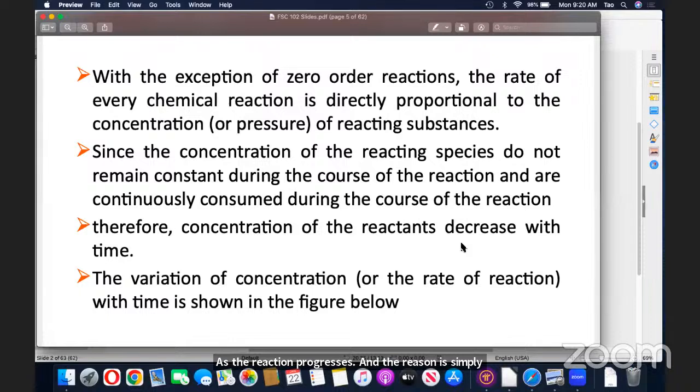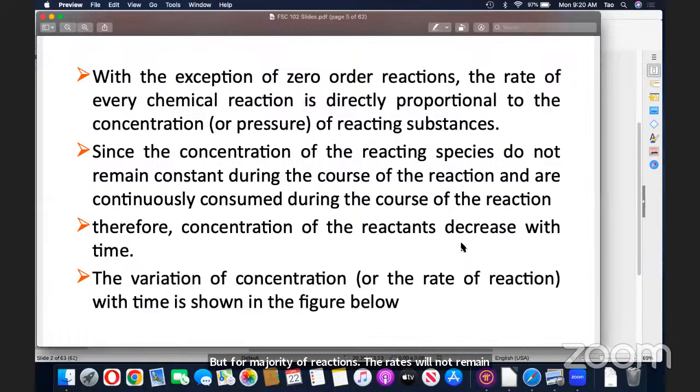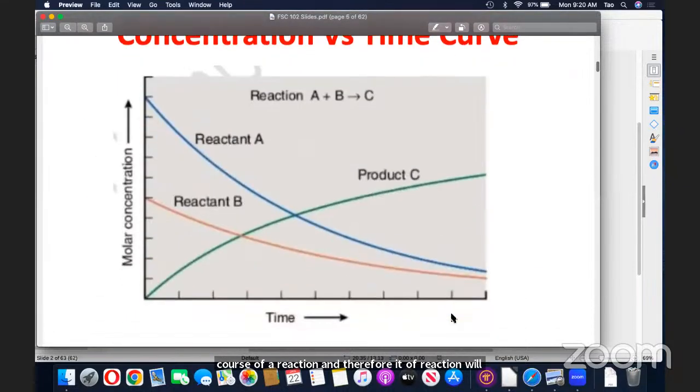It's not for all reactions. There's a reaction called zero order reaction. We'll get to that. But for the majority of reactions, the rate will not remain constant throughout the reaction because the concentration is changing. Concentration of reactant decreases with time in the course of a reaction, and therefore the rate of reaction will also decrease with time.